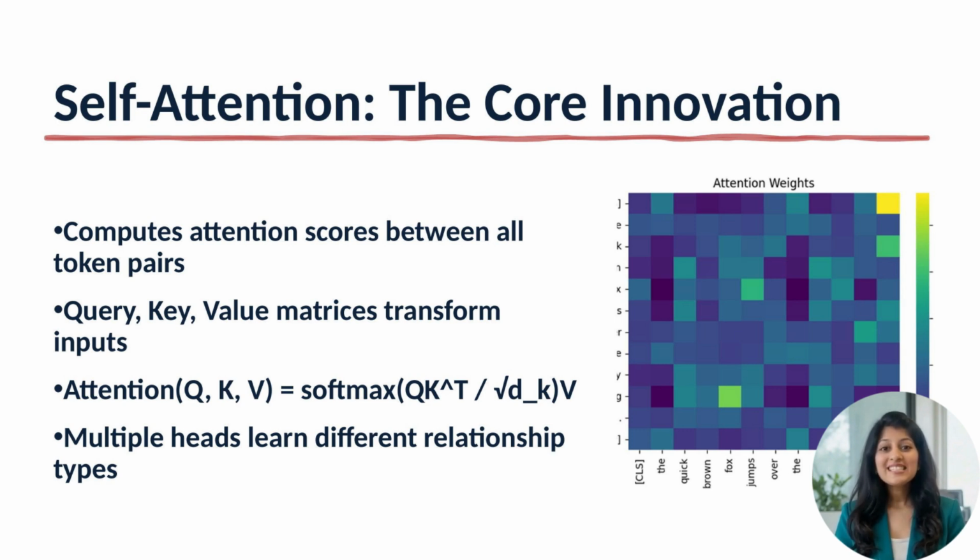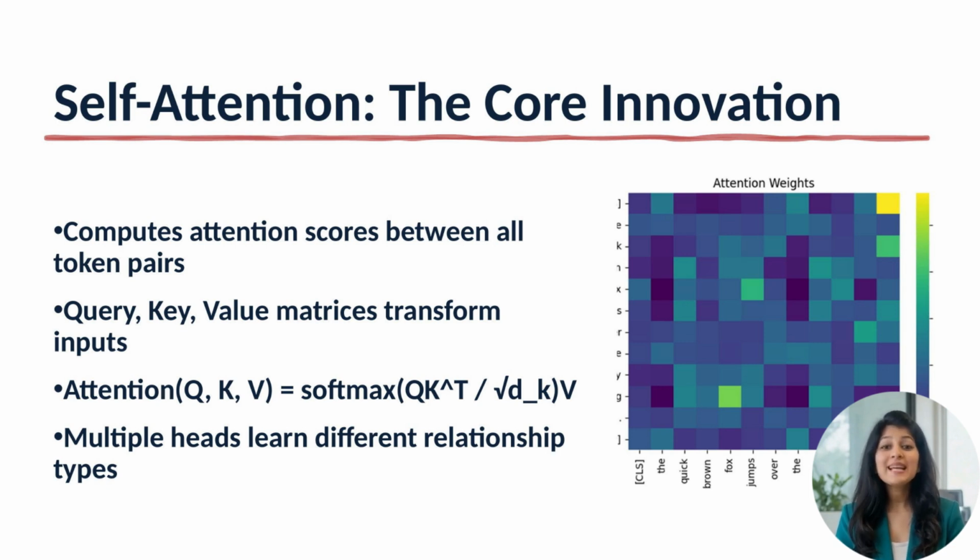The scores are scaled by the square root of the dimension to prevent very large values, then passed through softmax to get probabilities summing to 1. These attention weights determine how much each token contributes to the output. We take a weighted sum of all value vectors using attention weights. The result is a new representation for this token that incorporates relevant context from the entire sequence.